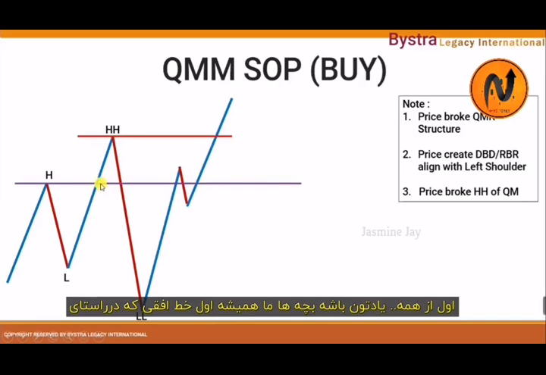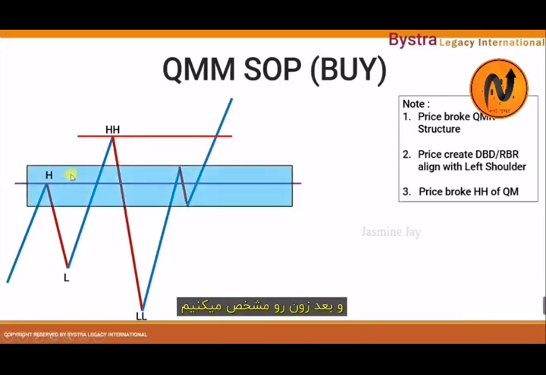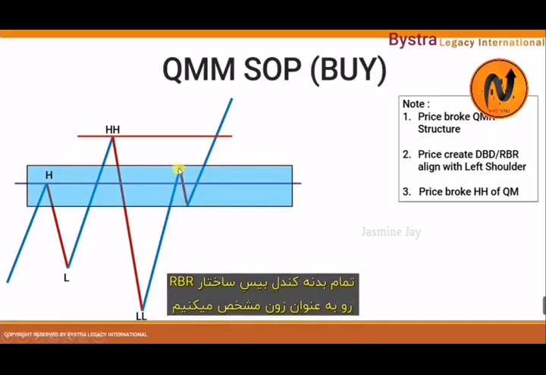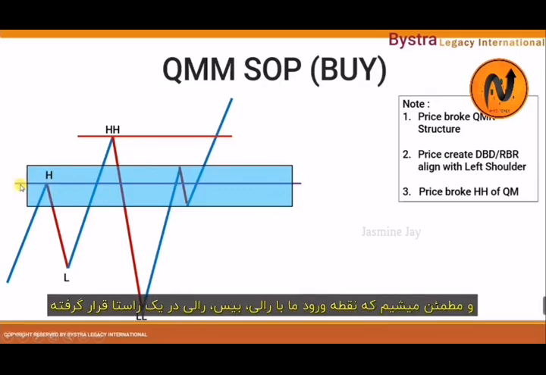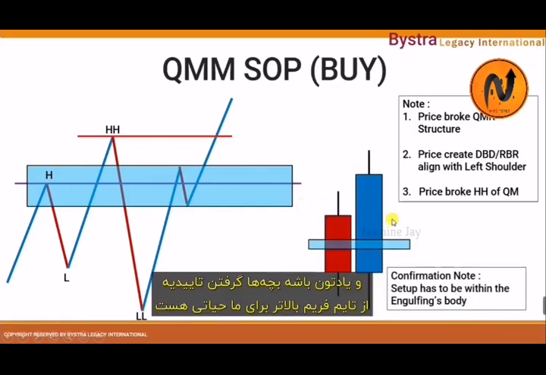First, remember guys, we always mark the horizontal line first, on the left shoulder, aligned with the rally base rally. We mark the zone, so on the rally base rally, we mark the whole zone of the body of the base, and make sure that the entry point is aligned with the rally base rally, because the entry point here is where we will set our PO. And remember guys, confirmation on the higher TF is very crucial.